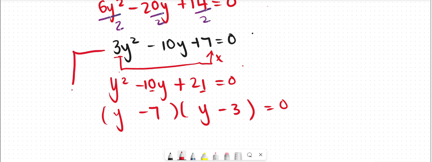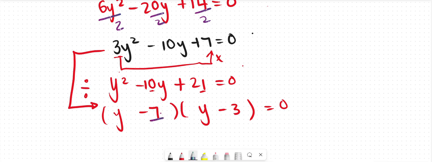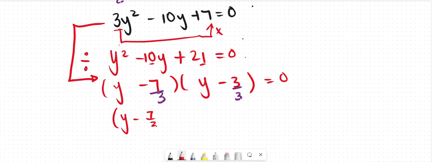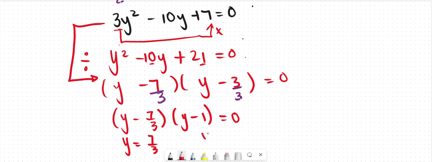But just as much as I times across with that guy, I need to come back and divide every single factor with that same 3. So I divide this by 3 and I divide this by 3. And what I'll end up getting is that this first bracket does not simplify. So I'll just write it as y minus 7 over 3. The second bracket does simplify and it gives me a negative 1. And at this point, it's quite easy to see what your y values are. y is equal to a positive 7 over 3 and y is equal to a positive 1.